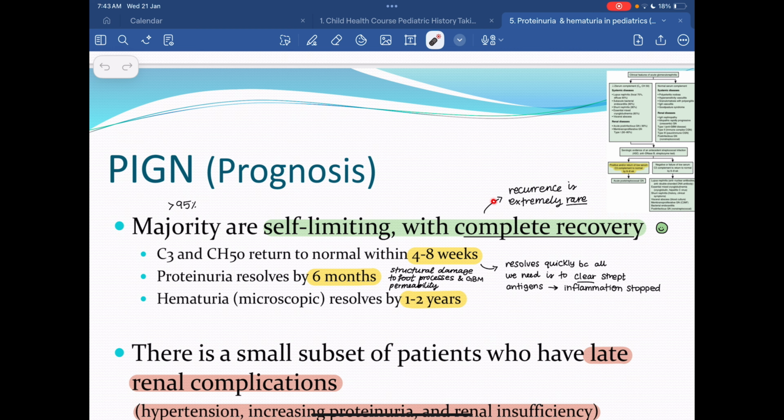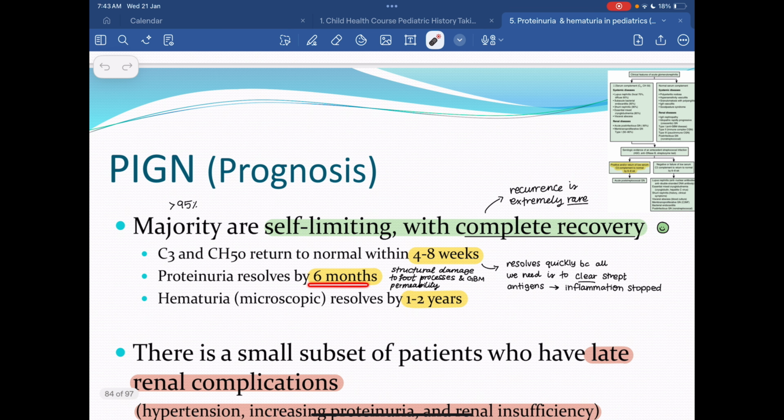قلنا عندنا proteinuria, hematuria وhypocomplementemia. The complement returned to normal within 4 to 8 weeks. هذا أسرع شيء. It resolves quickly because all we need to do is clear the strep antigens. When inflammation is stopped, we no longer use up our complement. Proteinuria, on the other hand, takes 6 months to resolve because we have structural damage to the foot processes with glomerular basement membrane permeability. فبياخذ 6 months. أما الهيماتيريا الميكروسكوبيك will resolve from 1 to 2 years. ياخذ وقت شوية نفس الشيء عشان كان عندنا structural damage.